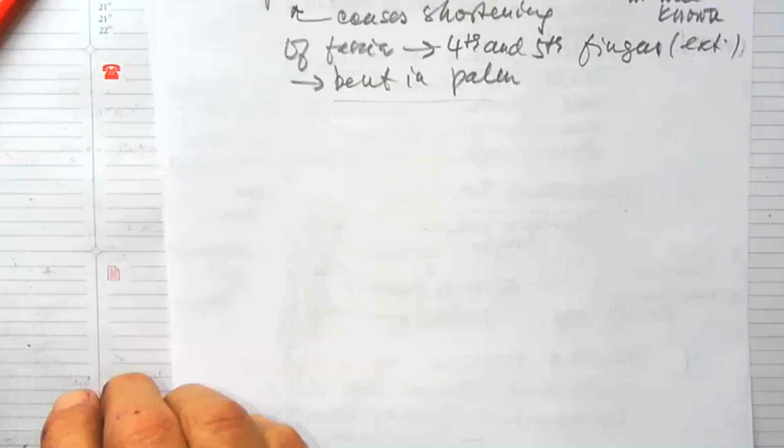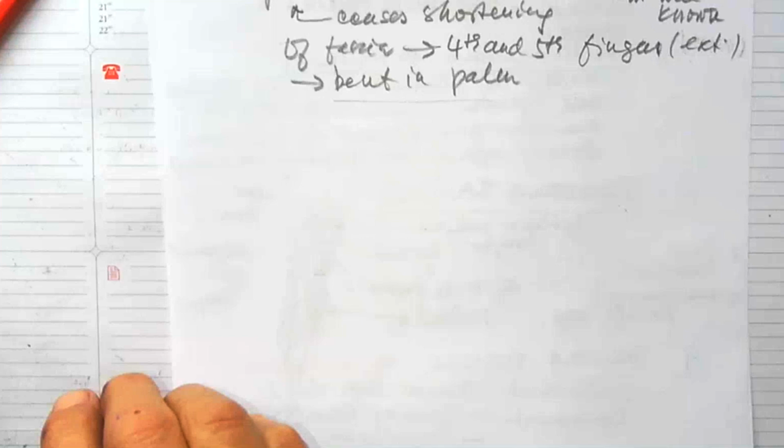Right. And another fact is that it is not the tendons that are shortened. So tendons of flexors are not involved in the shortening. This is important information.